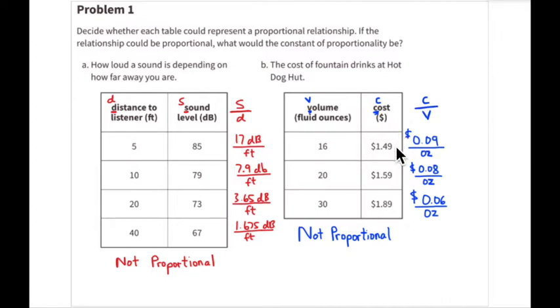You take the cost and divide it by the volume, and you see if you get a constant value. If you do, that means you could take the volume, multiply it by that constant, and figure out how much it's going to cost you. But because it's not a proportional relationship, you cannot make that calculation. So this is not a proportional relationship, and this is not a proportional relationship. So that's problem number 1.